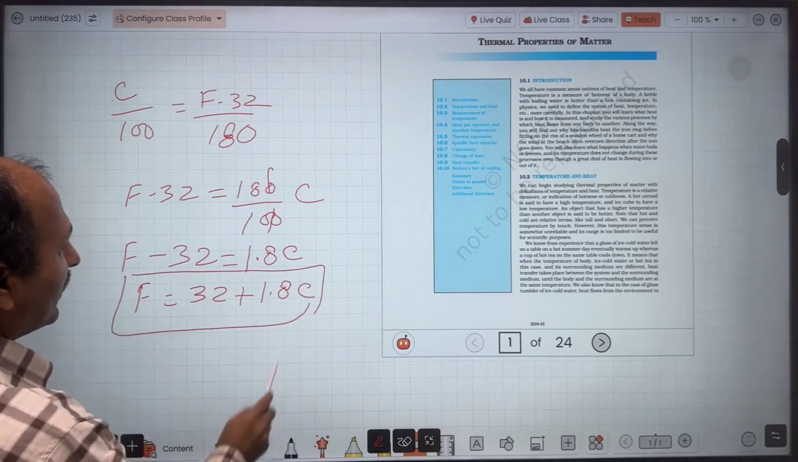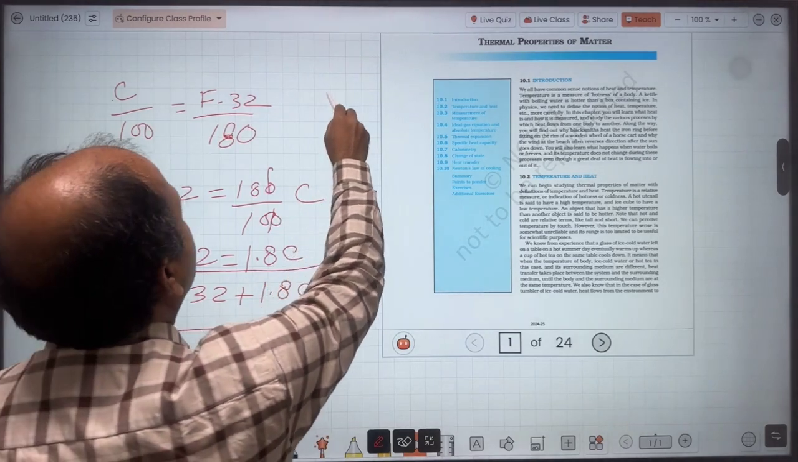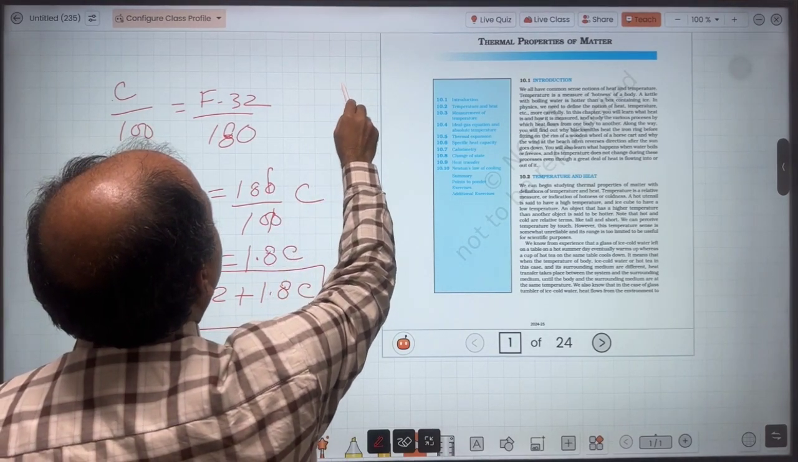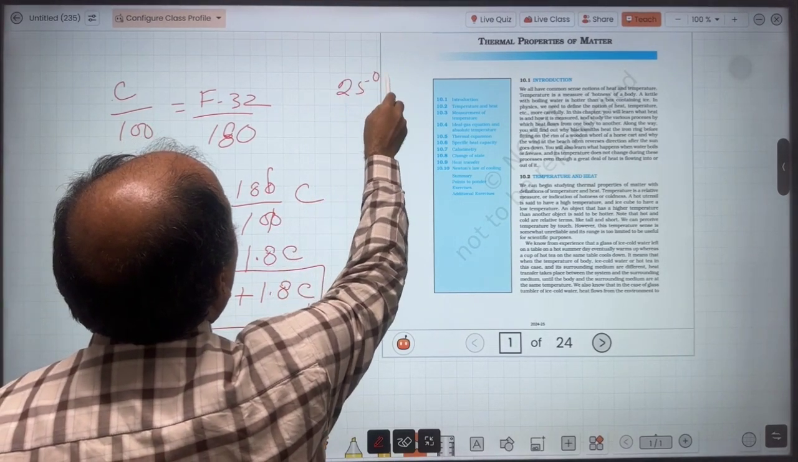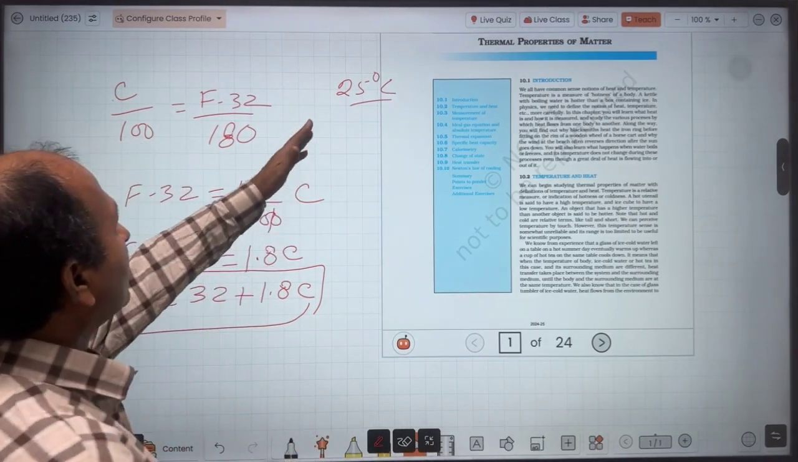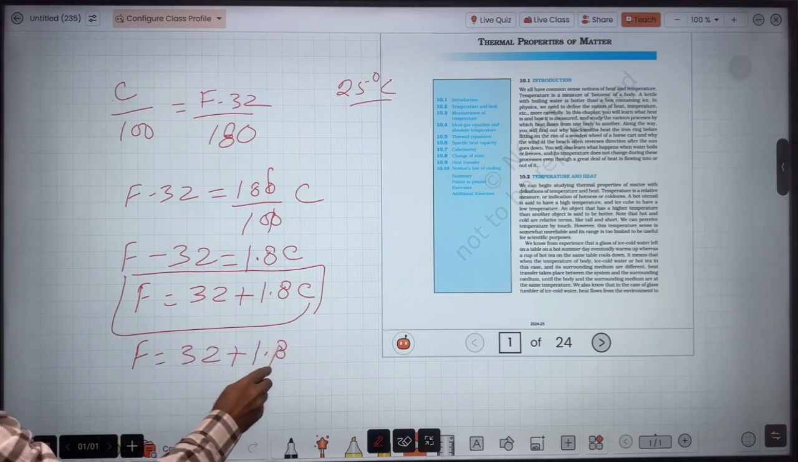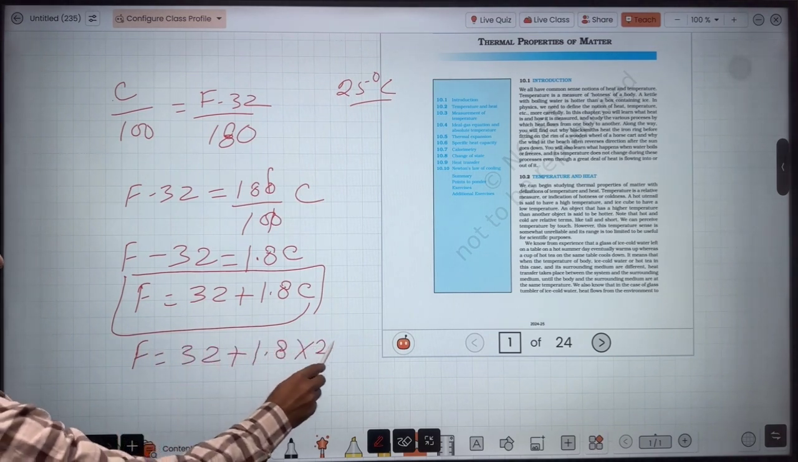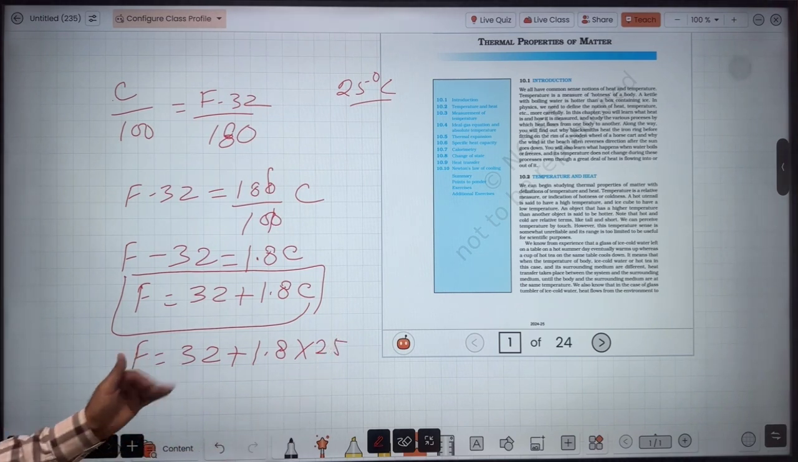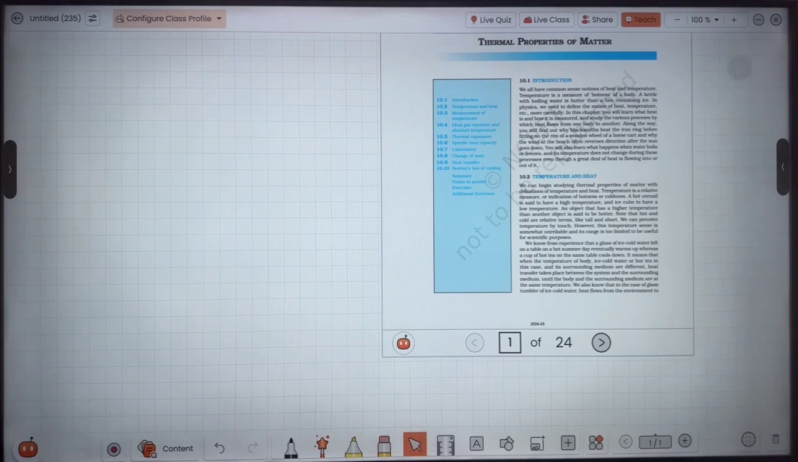Now suppose you are given centigrade values. Suppose the given temperature is say 25 degrees centigrade and you need the corresponding Fahrenheit value. So what do you do? F is equal to 32 plus 1.8 times 25. Simplify it, you will get the degree Fahrenheit value. Now there is one question.